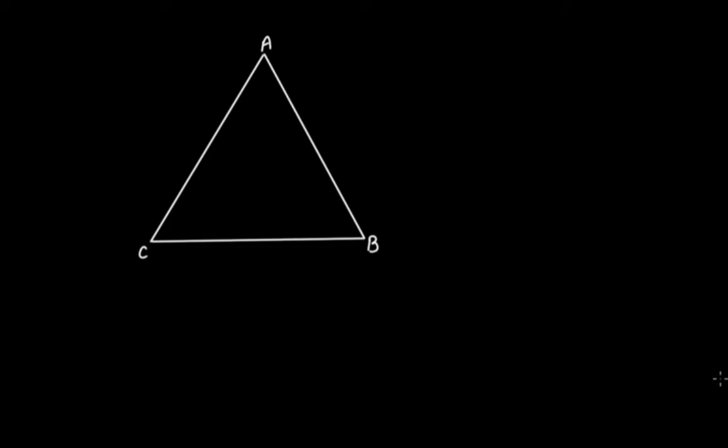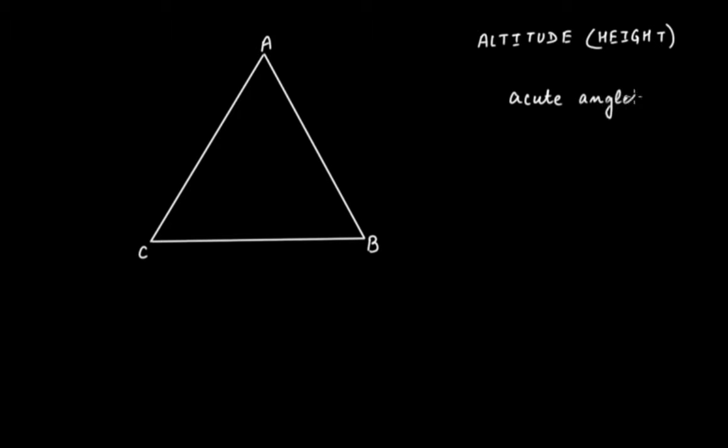Let's talk about height or altitudes of a triangle. Okay, so altitude, altitude are also called height of a triangle. This is a triangle ABC, and in this triangle, all the angles are actually acute angles.